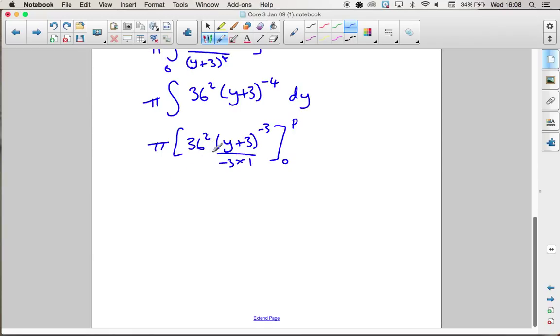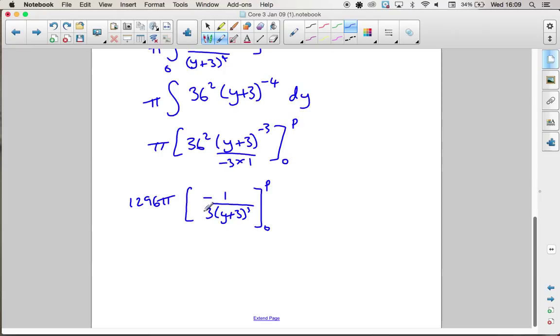So next job, I'm just going to tidy this up a little bit. I'm going to take that 36 squared outside. In fact, I'm just going to work out what that is. 36 squared is 1296, I think. Yes, it is. So we've got 1296 pi here with negative 1 over 3 (y plus 3) cubed. And I put that back on the bottom because it makes more sense to me the way it looks.